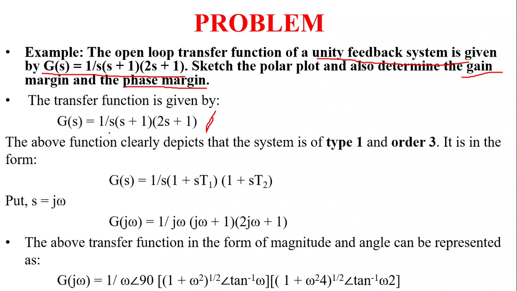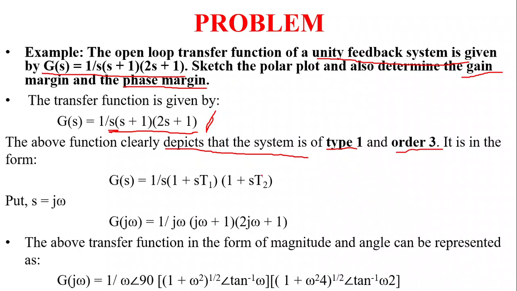So in the first step we have to write the given transfer function in the form of G(s)H(s). Then we have to identify the type, number and order. Here we have 1 pole at the origin, so it is a type 1 system, and in the denominator we have 1 pole here, 1 pole here and 1 pole here. So finally we have 3 poles, which indicates the order of the system. From the given transfer function we see that the system is a type 1, order 3 system.